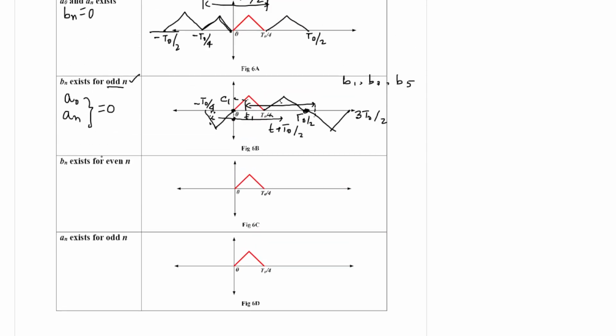And now the reverse thing is given, Bn existing but for even n. So the first part is the same, minus T0 by 4. So for this kind of waveform it is odd. So for an odd function A0 and An cannot exist. But it is even n. So even means what? Even means f of t plus t naught by 2 should be equal to f of t.